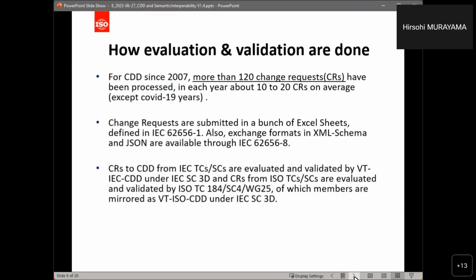Okay, since 2007, more than 120 change requests have been proposed, and each year 10 to 20 change requests on average. Actual submission is done with a bunch of Excel sheets, precisely defined in the IEC 62656 Part 1 standard, but also available in XML schema and JSON that are defined in IEC 62656 Part 8.